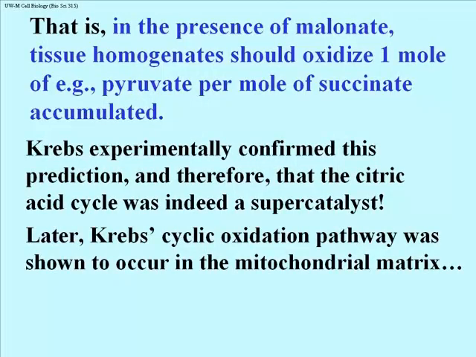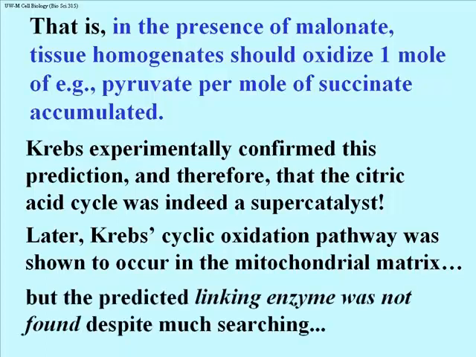At some point later, Krebs's cyclic oxidation pathway was shown to occur in the mitochondrial matrix. So when he was doing his experiments, techniques of cell fractionation hadn't yet been developed, and so it was simply a homogenate of tissues that was doing the reaction, and he didn't really know what part of the cell was doing it. Later we come to know, of course, that the Krebs cycle occurs in the mitochondrion, which means then, of course, pyruvate has to get into the mitochondrion.